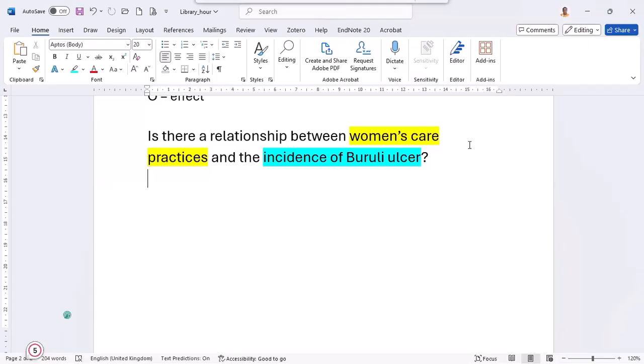Now, when we talk about incidence or prevalence of a disease, what does it mean? What is incidence? Prevalence is something that has already occurred, and incidence is like you are following a group of people, a cohort, to see if they will develop the condition.